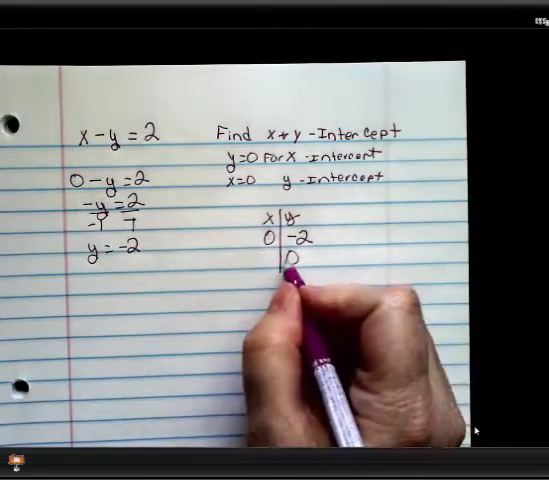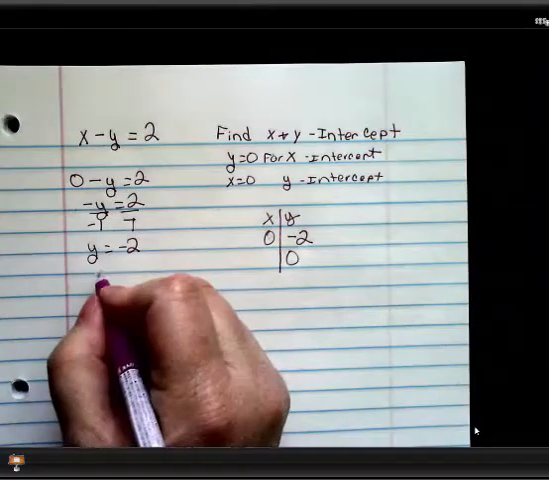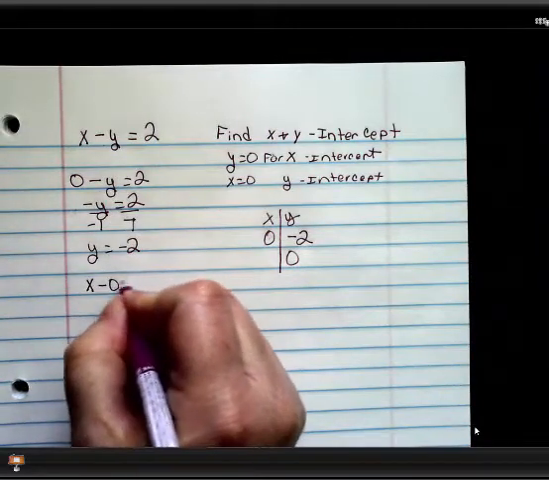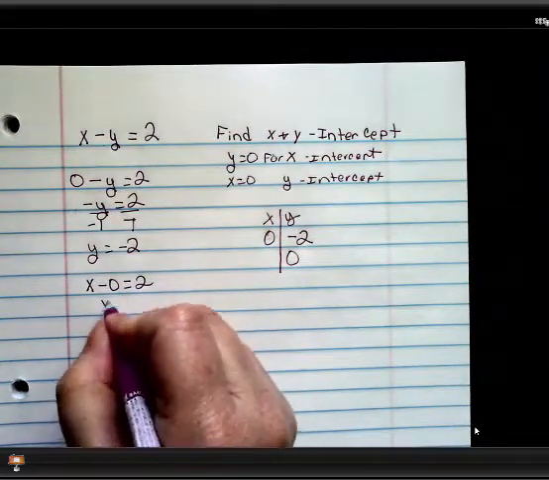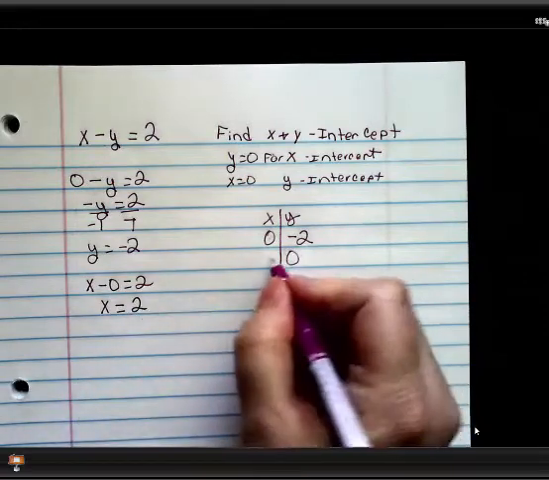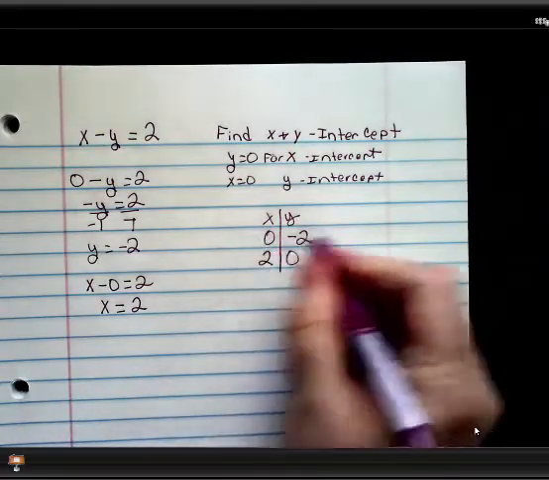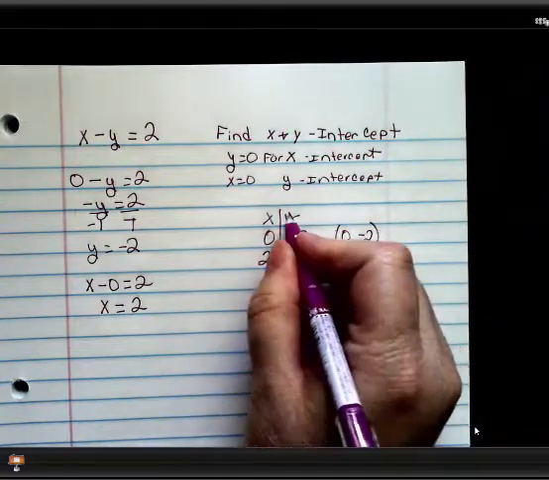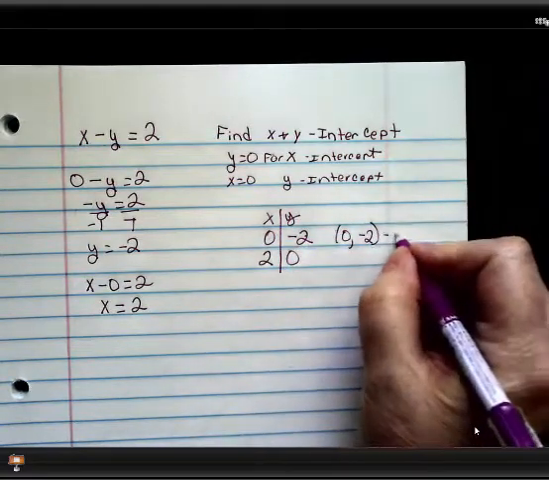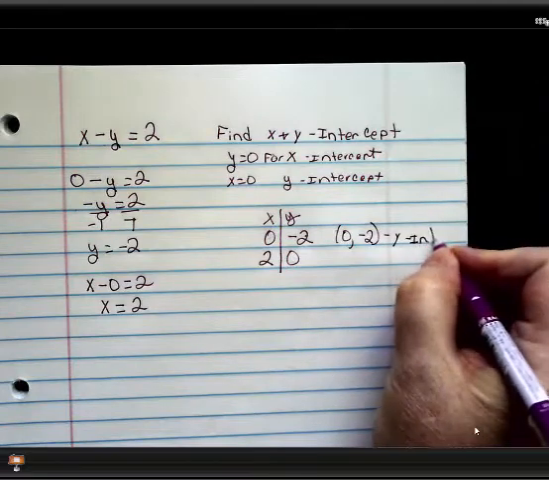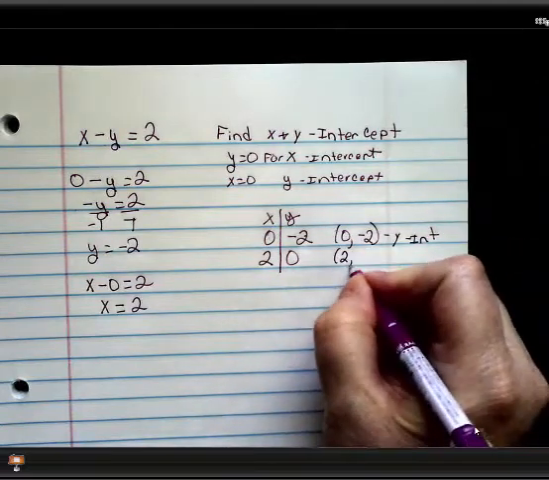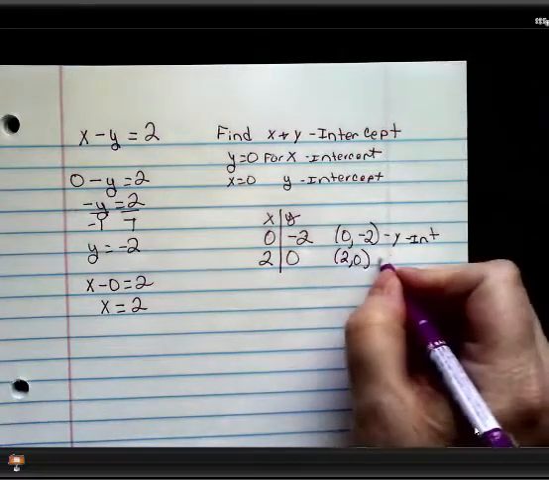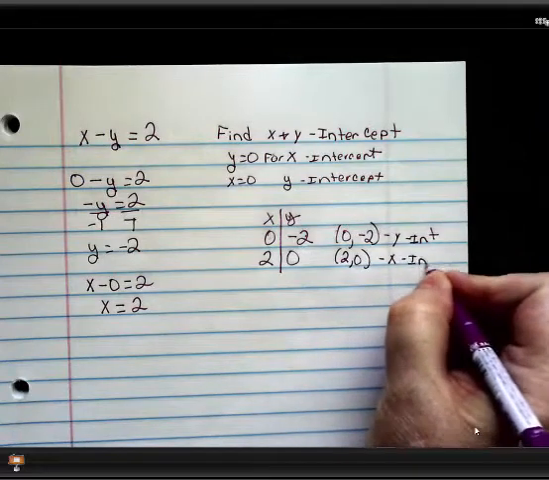Now we're going to plug in 0 for y, so that gives me x minus 0 equals 2, x equals 2. So 0, negative 2, number in the y is my y-intercept. 2, 0, number in the x is my x-intercept.